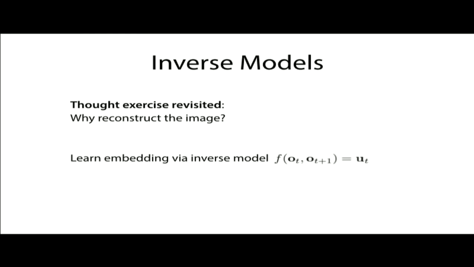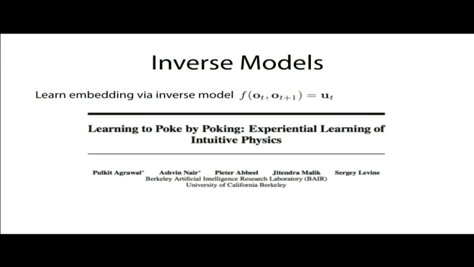The key idea here is that instead of learning an embedding by predicting images, we're going to instead try and learn an embedding via an inverse model that is given the current observation and the next observation and tries to predict the action that was taken to get from one observation to the next. This is one form of supervision signal that we can use for learning. And this was done by a paper by Pulkit, Ashvin, and others here at Berkeley on learning to poke.